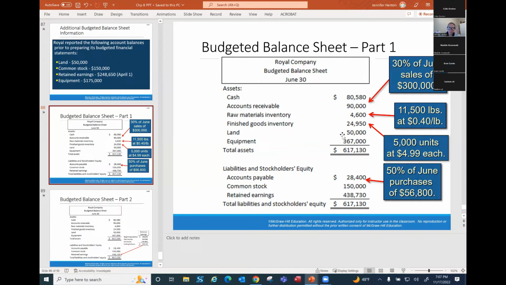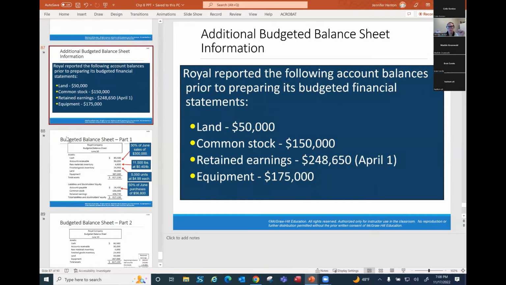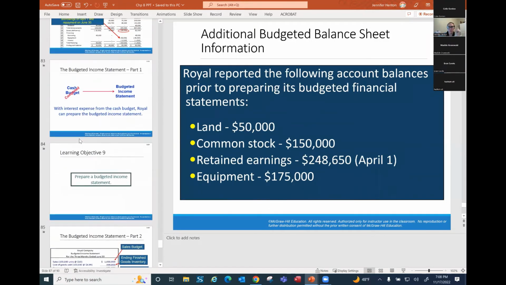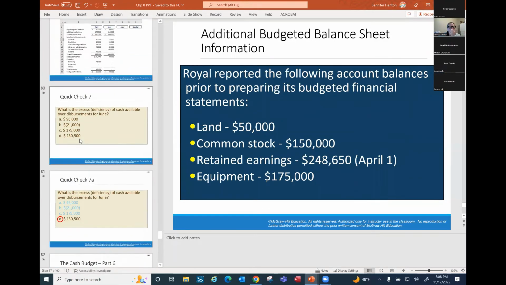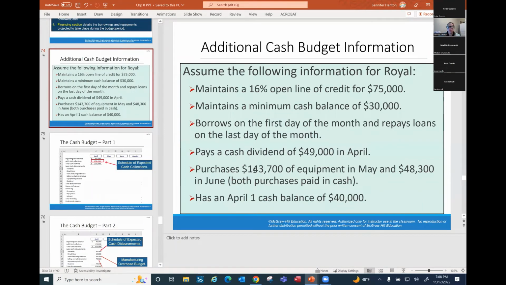And then we had the land that was just given to us. And we had equipment that was also just given to us with the 2 new purchases that we did during the quarter. So on the side here, it tells us our equipment was 175. But remember, when we went through a minute ago, they gave us some information for our cash outlay that we were also purchasing 143,007 and 48,300. So if you add those two together, oops, too many zeros.